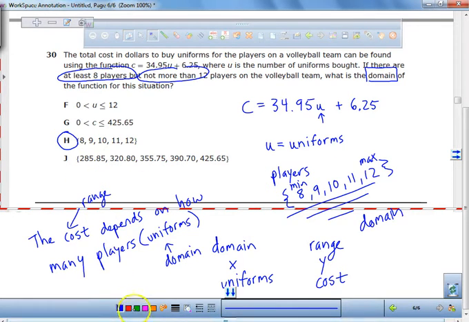By the way, just so you know, you guys see the range? Answer choice J. That would be the range of the function. 8 uniforms if I plug it in. All right? I'm going to show you guys, just so you know what I'm talking about. So I'm going to put it in terms of y and x. Check this out.